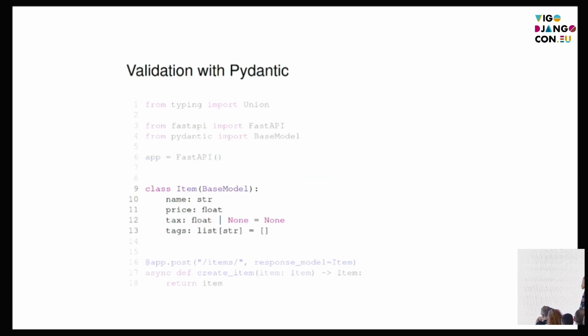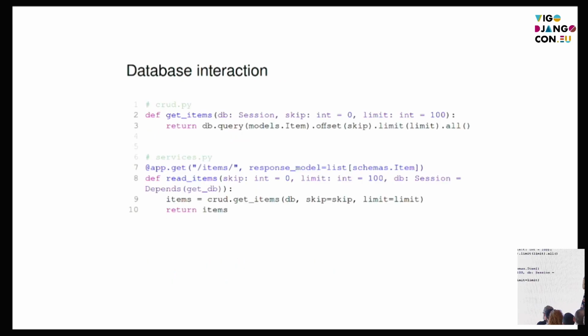Now, let's see how FastAPI leverages Pydantic for data validation. First, we create a base model class called Item with some specific attributes, and we define their types here. Then, we create an endpoint that uses our Pydantic class as the response model. So what happens here basically is that if the data doesn't match the specified types, then an error message is raised. Let's see an example of database interaction.